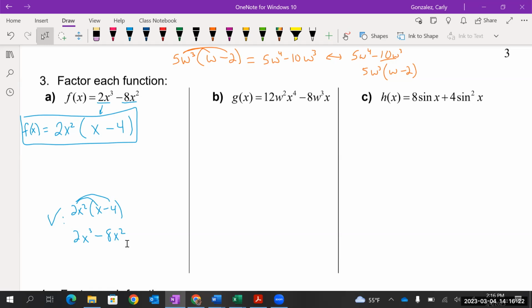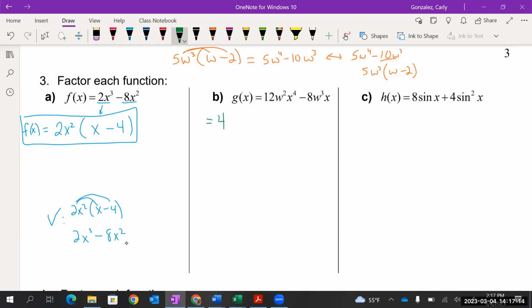All right, B, g of x equals 12w squared x to the fourth minus 8w cubed x. Again, let's identify what number goes into 12 and 8 evenly. So we're finding the GCF of each term. Let's see. 2 and 6 go into 12. 2 goes into 8, but 6 doesn't. But is there anything bigger? 3 and 4 go into 12. Oh, and 4 goes into 8. You can explore further, but that is the biggest number that goes into both 12 and 8. So we'll pull out a 4.